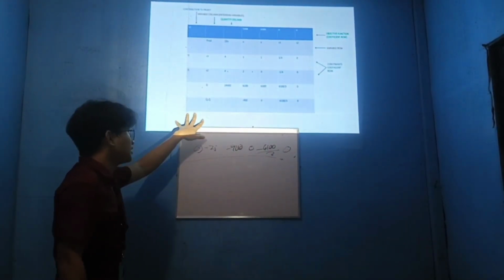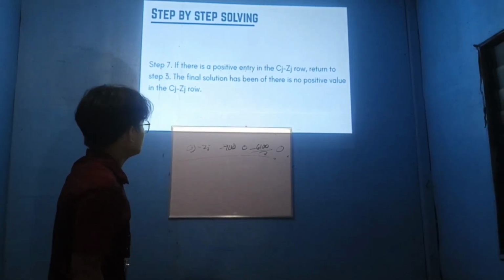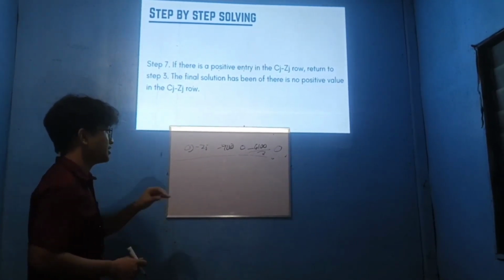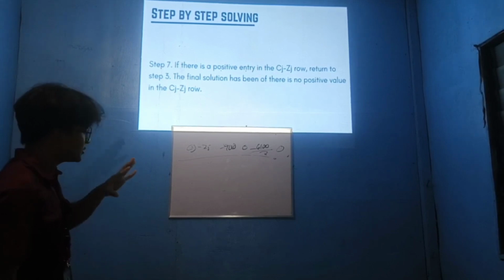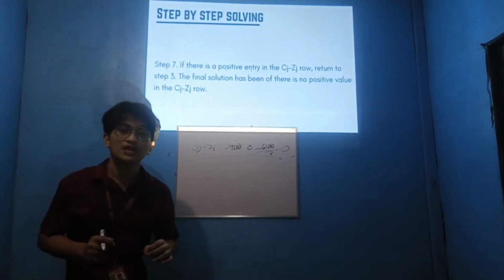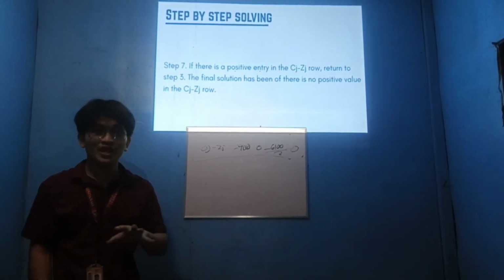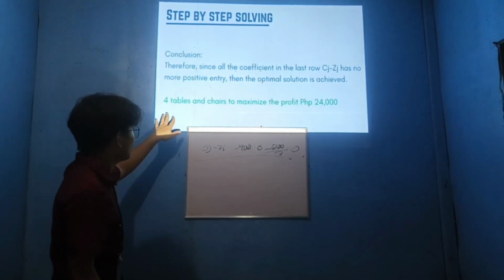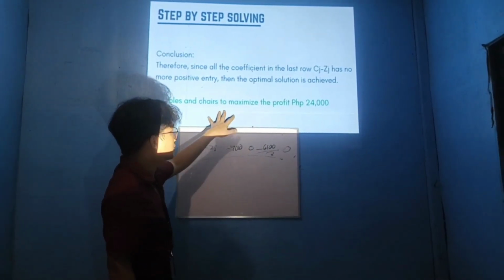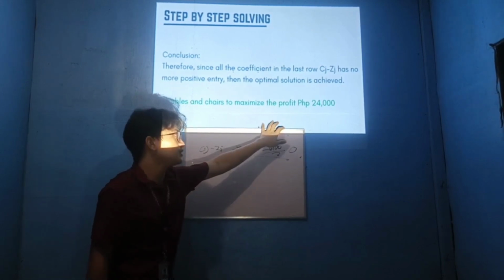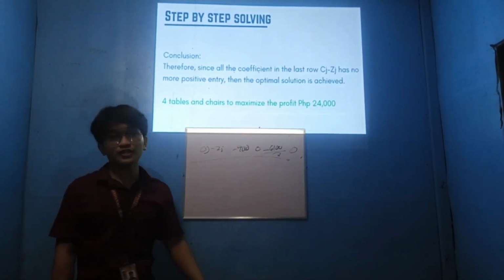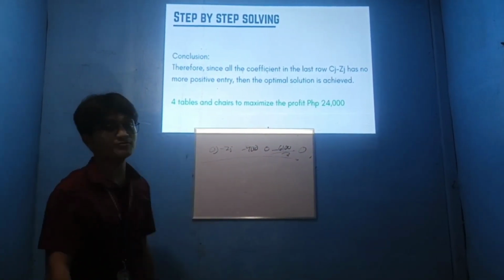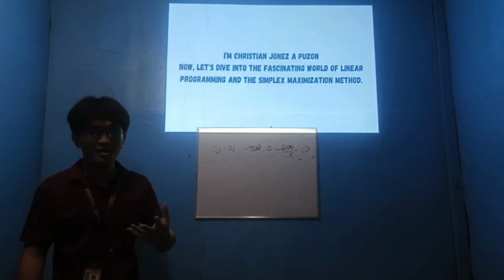As in step 7, if there is no positive value in the CJ minus ZJ row, the final solution has been reached. To conclude, 4 tables and chairs to maximize the profit of 24,000 pesos for our problem number 3. I'm Christian Jones A.